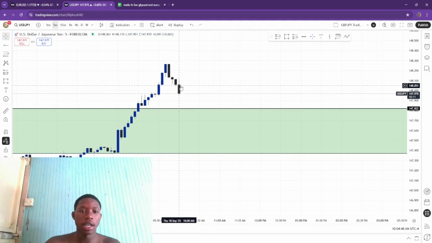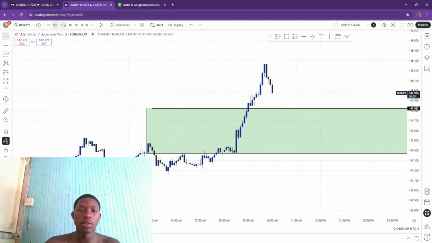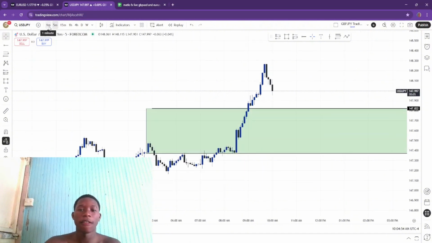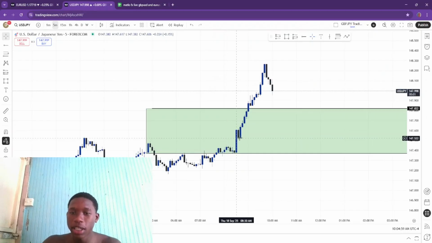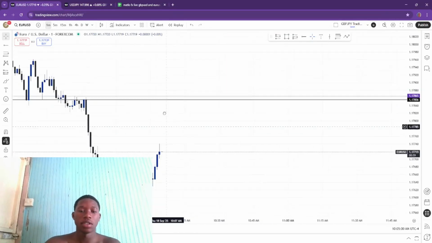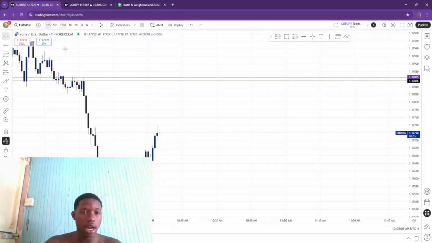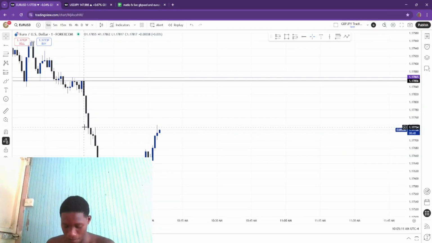USD JPY, seeing it going down. 15 minutes, lovely. We want to see it go down lower, possibly hit that liquidity point and go up. What I was going to do there was shift the halfway point. 1785. Yeah, that has to be black.